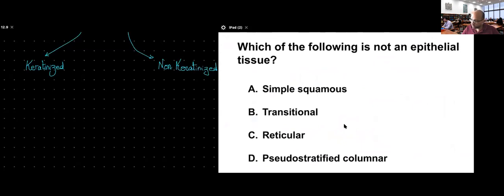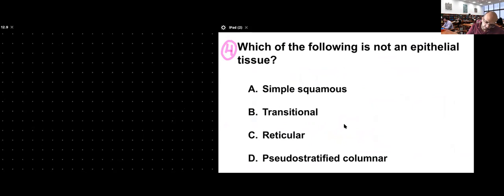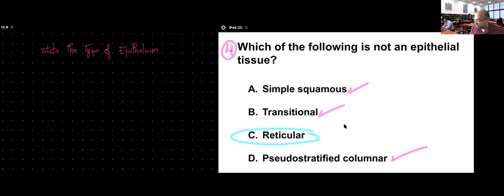All right, so please answer this as your in-class activity question number 4 for today. Which of the following is not an epithelial tissue? So which one is not an epithelium? We've got simple squamous, yes. We've got transitional, yes. We've got pseudostratified columnar, yes. So the only one that we haven't seen studying the epithelium is reticular. As we're gonna see, reticular is a type of connective tissue. We're gonna see it next class.